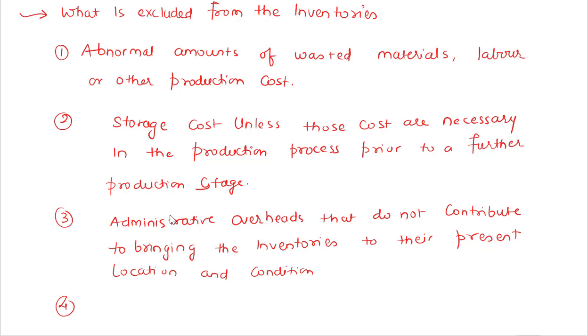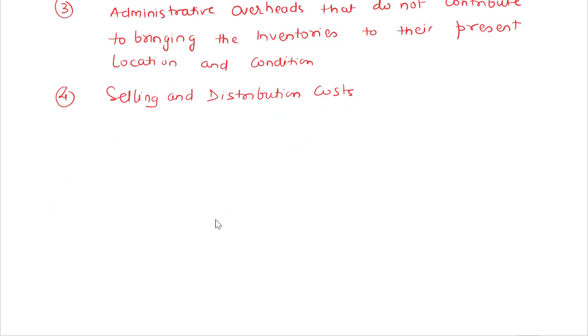Fourth, selling and distribution cost. So these should be excluded from the inventories. I believe you understood this.